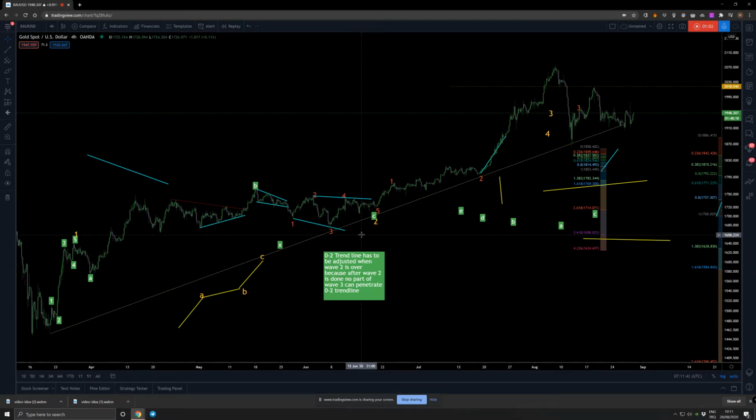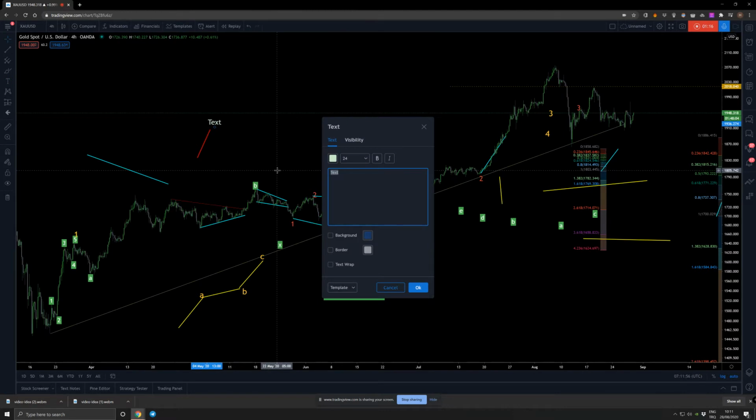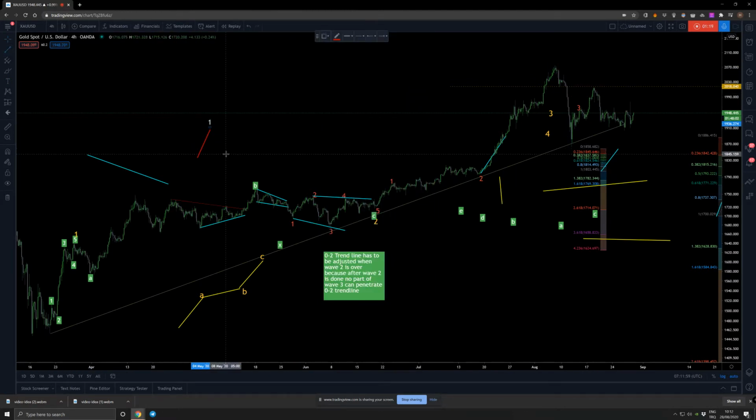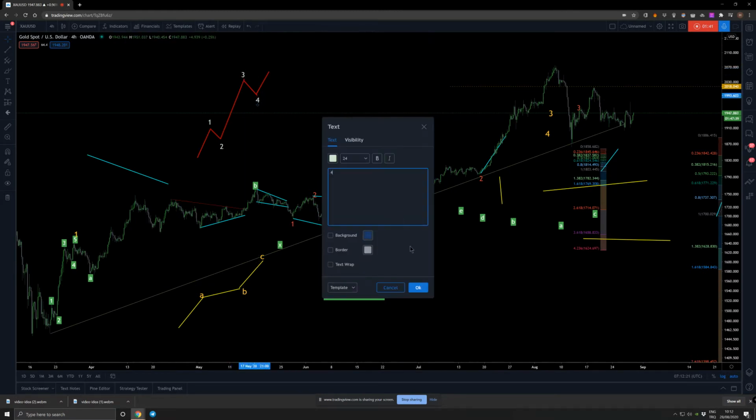So now this is an idea, a concept that many people don't use so much, because it was introduced by Glenn Neely. Now the idea is this: whenever you feel like you have an impulsive wave, it usually looks like this, so you have a 1, 2, 3, and a 4. Maybe I have explained this many times before, but for those who haven't watched my videos, maybe this will get your attention.